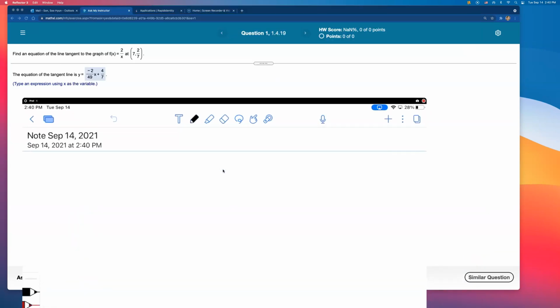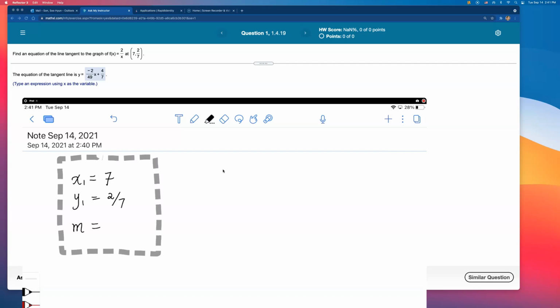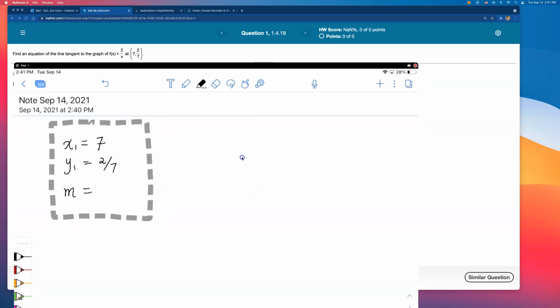Okay, so f of x, well, hold on. Let me go ahead and write down everything they gave us. X is 7 and y is 2 over 7. The only thing that I'm missing is m. So once I find what m is, I'm going to use the point slope form to write the equation of the line. Okay, and it looks like they want this in y equals mx plus b form. So I'll have to just distribute and add or subtract to put that in that format. But the important part is finding the derivative.